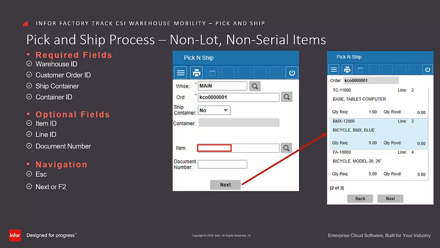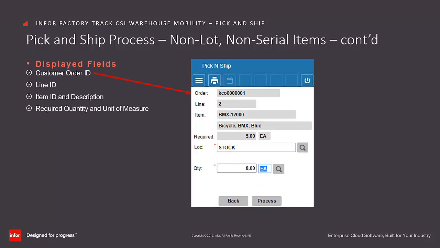Note that if an item ID or a line ID is not provided, the application will display a detailed list specifying the lines and items and their current fulfillment status for any lines that are not yet fully filled. Selection of one of the listed items is required before continuing with the process.